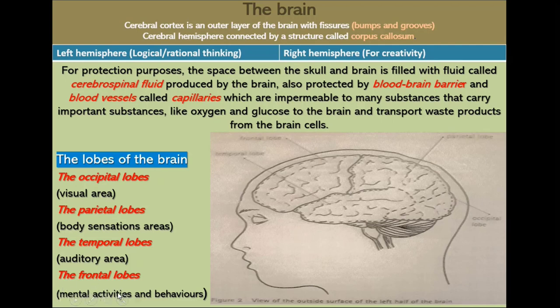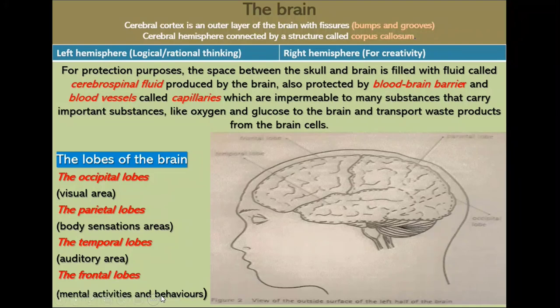The last one is the frontal lobe: mental activity and behavior. I'm reading wrong. The frontal lobe consists of the most frontal part, mental activity, not sound. Frontal lobe, mental activity and behavior. This regulates complex mental activity and behavior.